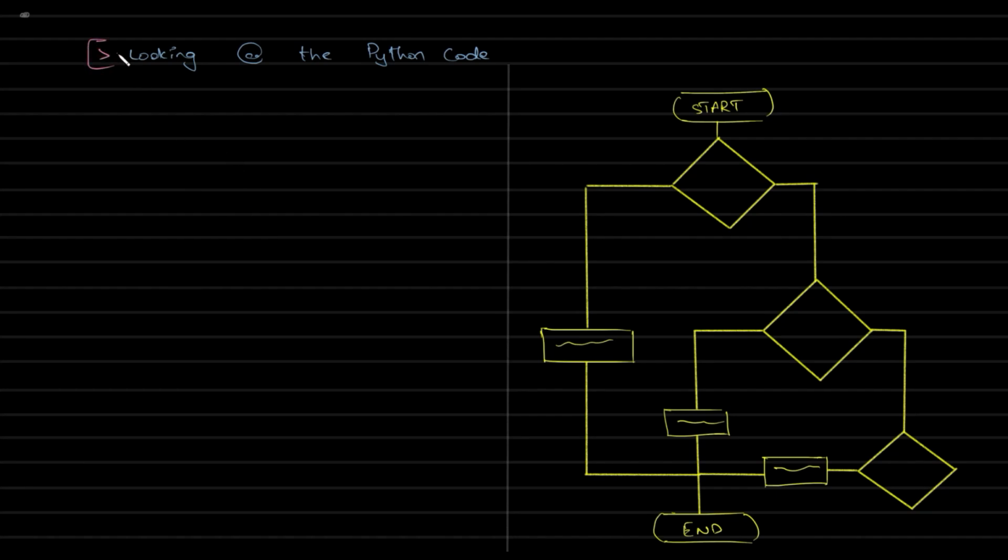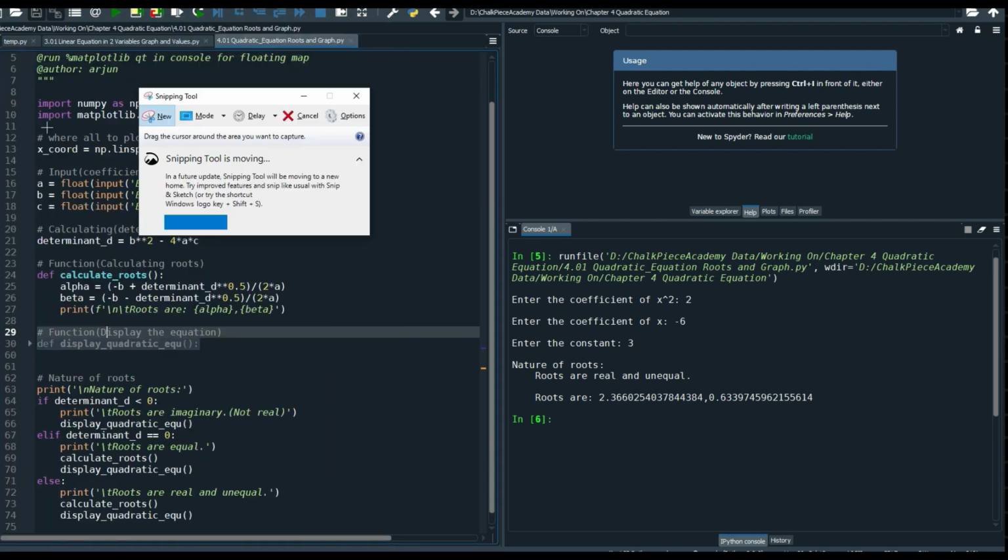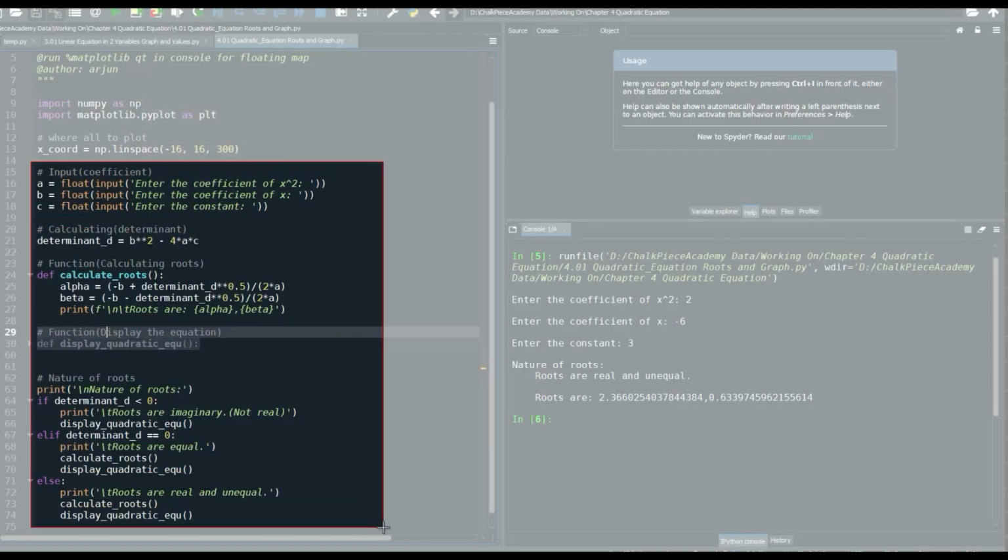Now let's look at the code which showed us the graph, which told us the nature of roots on its own, right? So let's look at that. So this is your code, and let's copy this onto the screen so that it's easier to discuss.